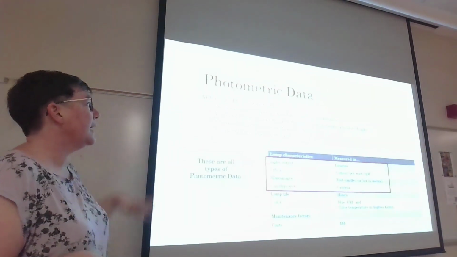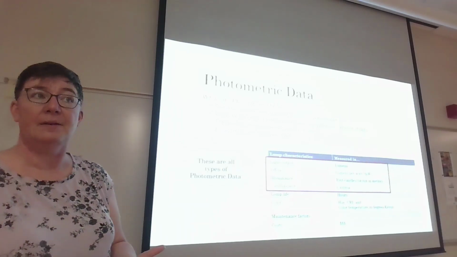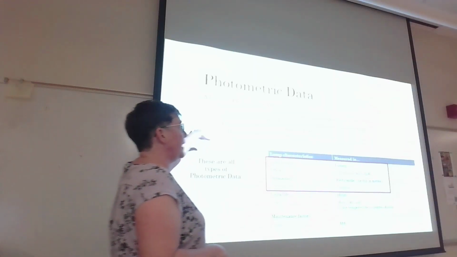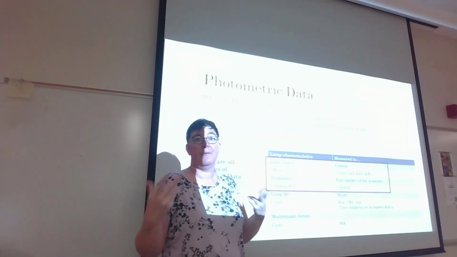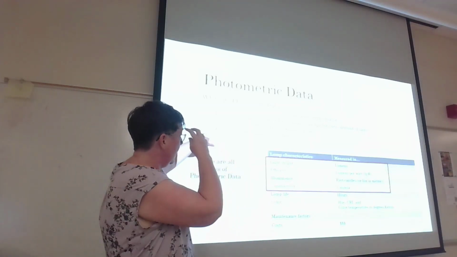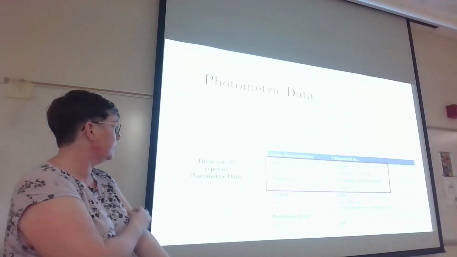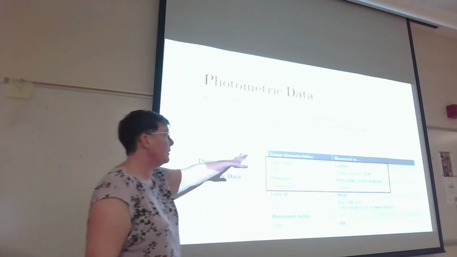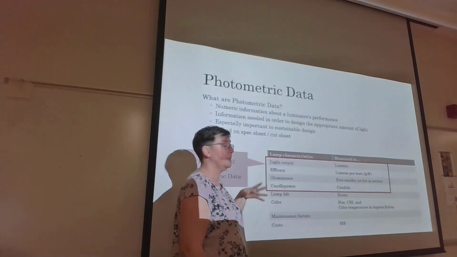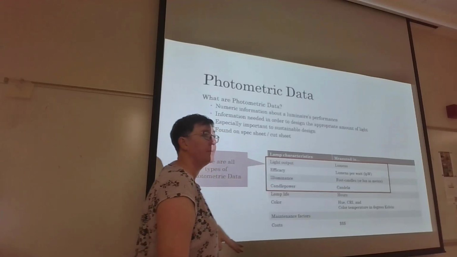And we need this kind of information in order to design the appropriate amount of light for your space. This is really important for sustainable design because we don't want to provide too much, right? And for economy. And the photometric data is typically on the spec sheet or cut sheet. All of these lamp characteristics that we've been talking about are photometric data. Light output, efficacy, illuminance, candle.